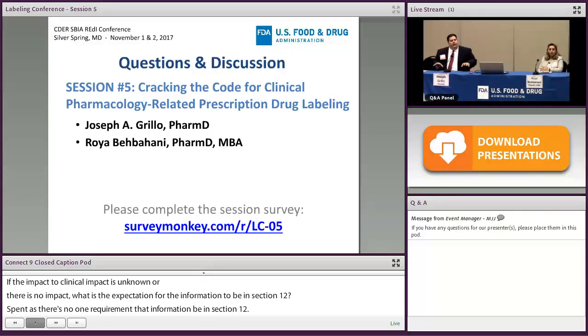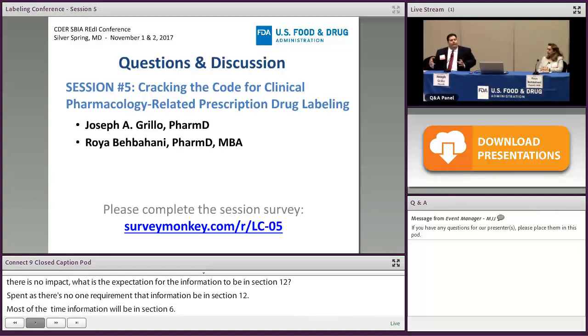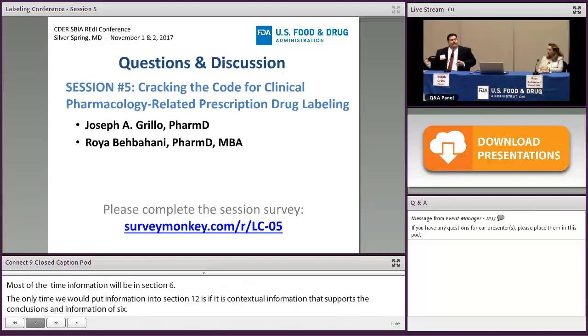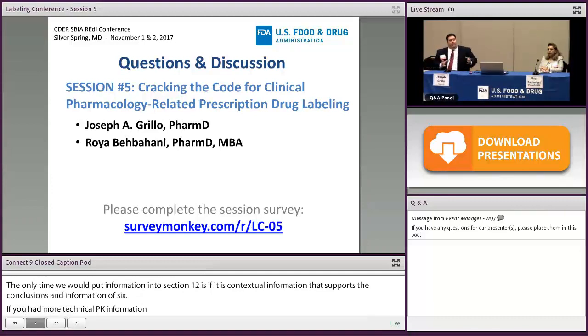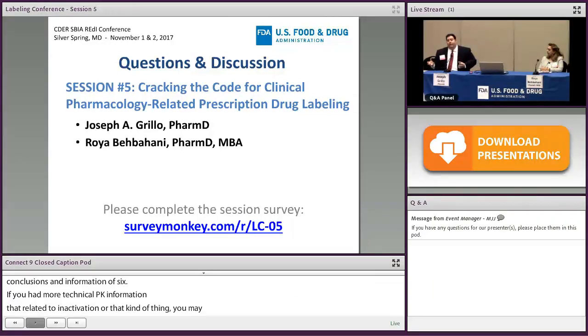The only time you would put information into section 12 is if it is contextual information that supports the conclusions and information in 6. So, for example, if you had more technical PK information that related to inactivation or that kind of thing, you may have that detailed information in 12, but you'll have the ultimate conclusion and the action in section 6. And that's sort of the same for therapeutic drug monitoring as well.